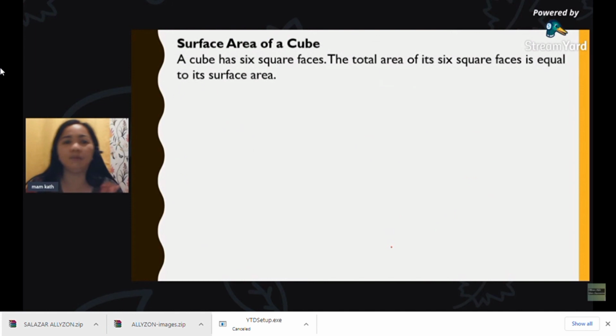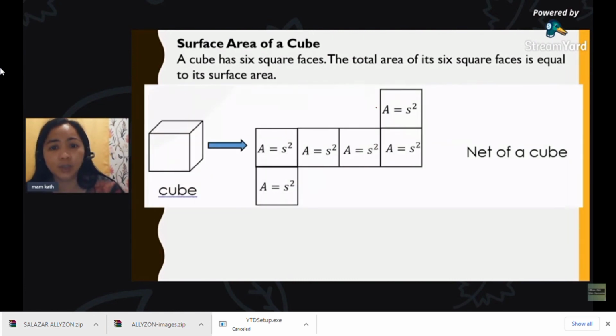Now, let's talk about the surface area of a cube. A cube has 6 square faces. The total area of its 6 square faces is equal to its surface area. So, it's very easy, because its dimensions are all the same. So, here is an example of the net of a cube. So, this, when you unfold the cube, this is the net that will come out. And this net, when you fold it, will form a cube.